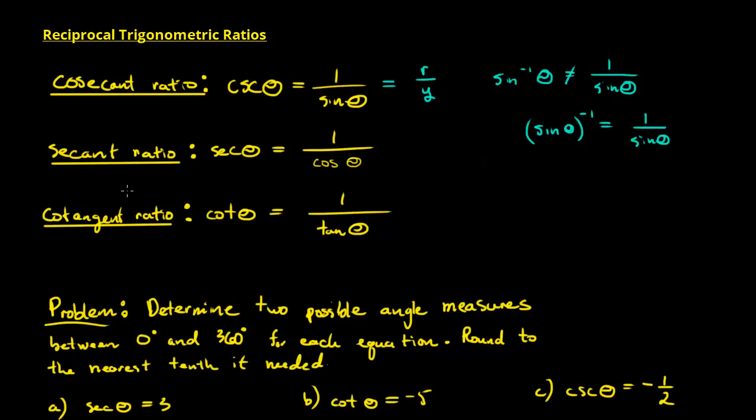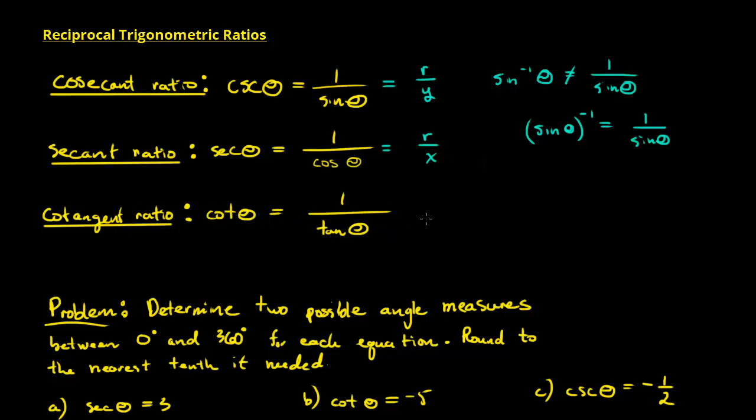So another reciprocal ratio is called the secant ratio, and the secant of theta is equal to 1 over the cosine of theta, which is equal to r over x. And notice that this is the reciprocal of x over r, which is the cosine ratio. So the secant ratio is the reciprocal of the cosine ratio.